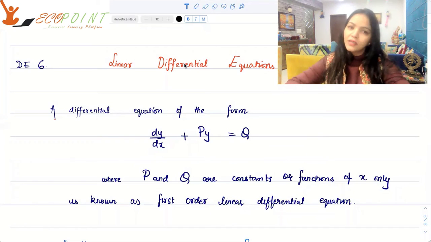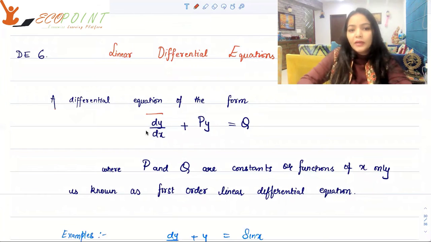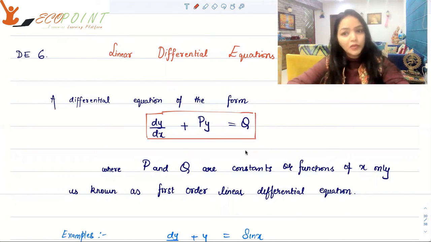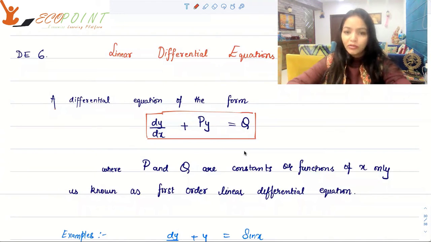Hi guys, in this recording we will be talking about linear differential equations. This is where we will be talking about the integrating factor. A differential equation of the form dy by dx plus p times y equals q, where p and q are constants or functions of x only, is known as a first order linear differential equation.